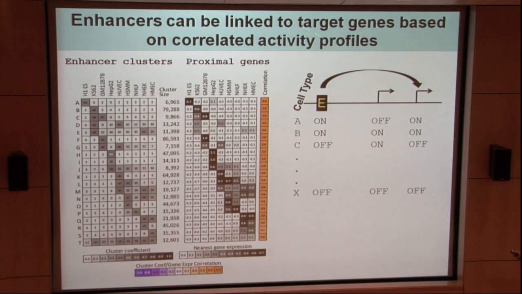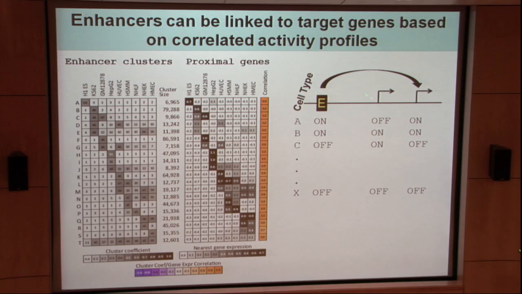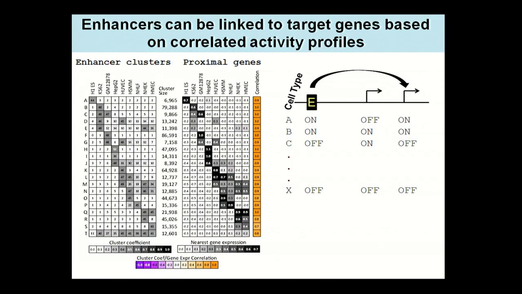We can use fancy correlations to link enhancers not only to the nearest genes, but to farther away genes based on common activity patterns, right? You can look at the pattern of activity of an enhancer and look for a nearby gene that has a similar activity pattern across cell types. So now we can build a network that has a layer of connectivity, not just identifying the enhancers, not just annotating their cell type specificity, but now making predictions about their gene targets.